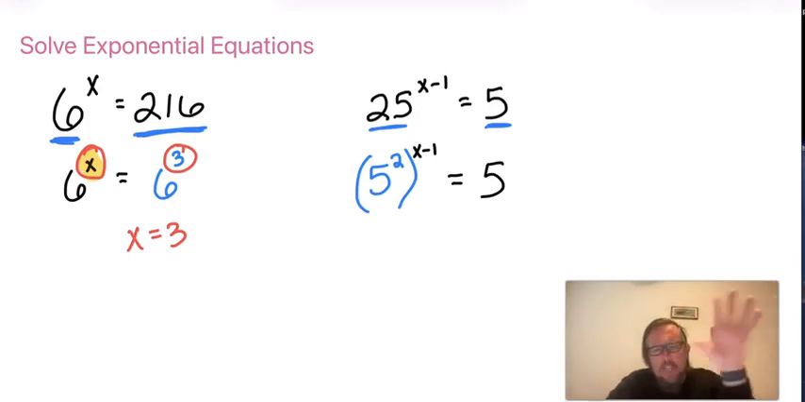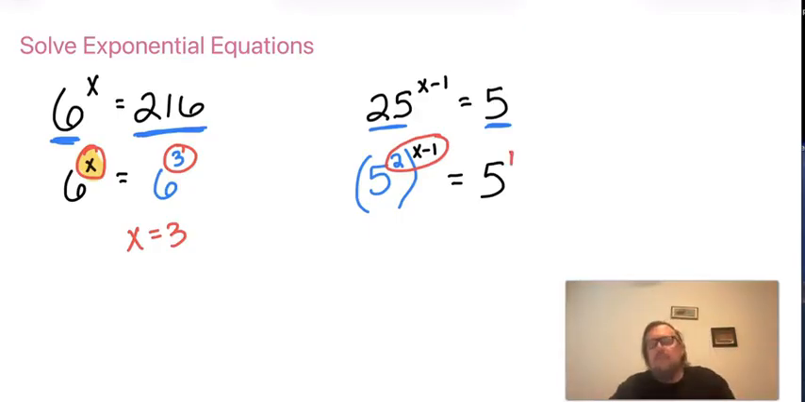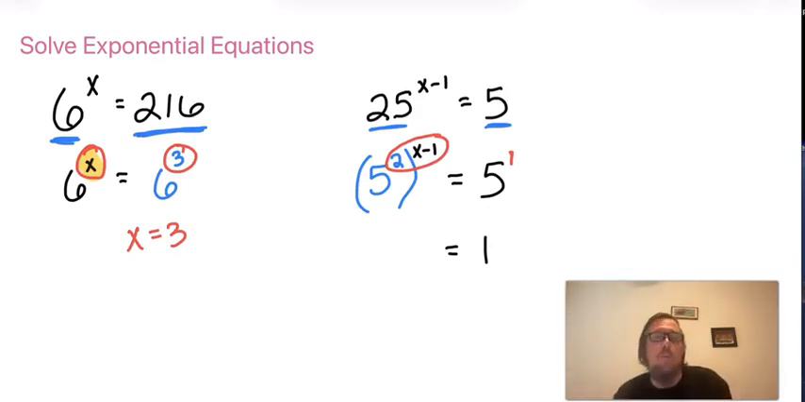So we know that the two exponents have to be the same. This exponent must equal this exponent, and of course 5 is just 5 to the first power. So the exponent on the left has to equal the exponent on the right. Well, the exponent on the right is easy, it's just 1. But what is the exponent on the left? And this is a power raised to a power. It's 5 to the second power that is then raised to the x minus 1 power. And what's our rule for power of a power? We multiply the powers. So 2 times x minus 1.